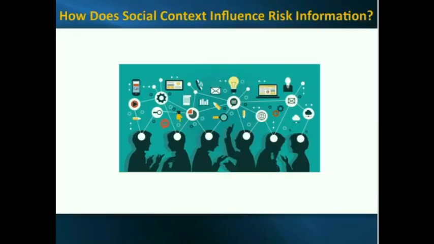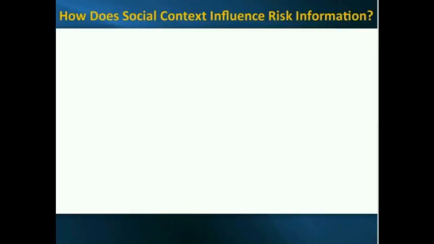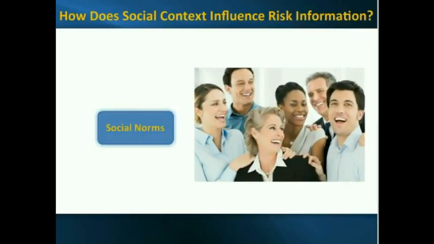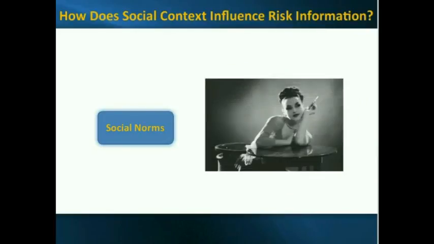Some of the factors that potentially influence the receipt of the information include social norms, what kind of norms are extant in that group. So if smoking is widely accepted in that particular group, then any information counter to tobacco use will be influenced by what people in that group think about smoking.